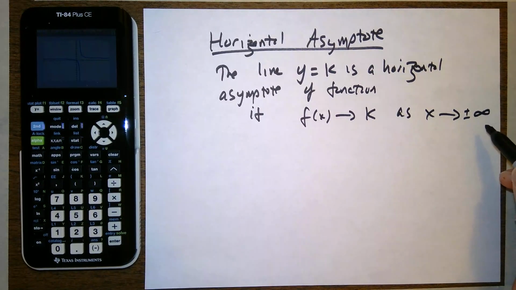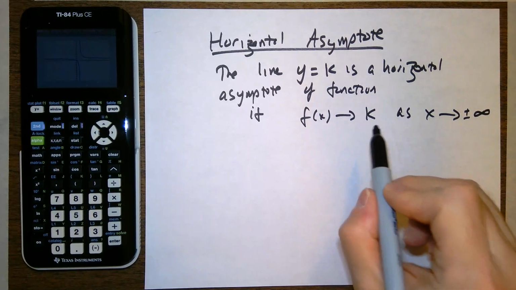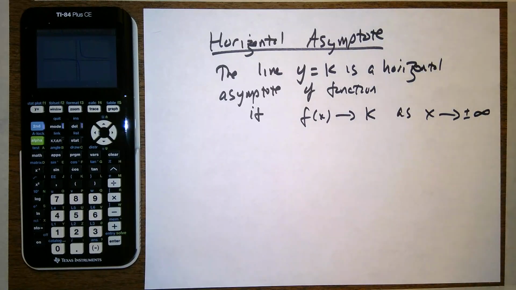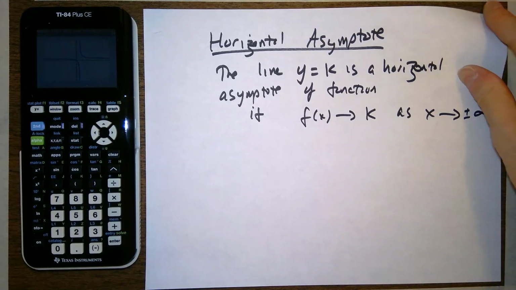Increase without bound or decrease without bound. The function is approaching some constant k, some number k. In the line 1 over x, it was getting closer and closer to 0. In the previous problem, it seemed to be going closer and closer to something else. All right, let's take a look at an example of finding a horizontal asymptote.